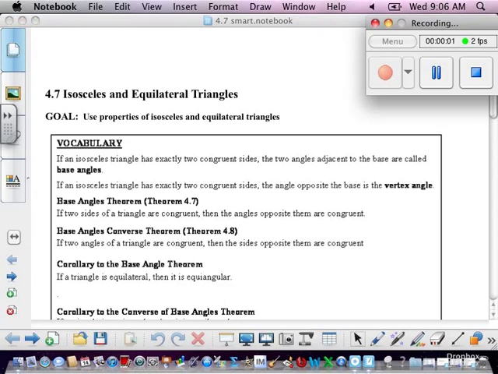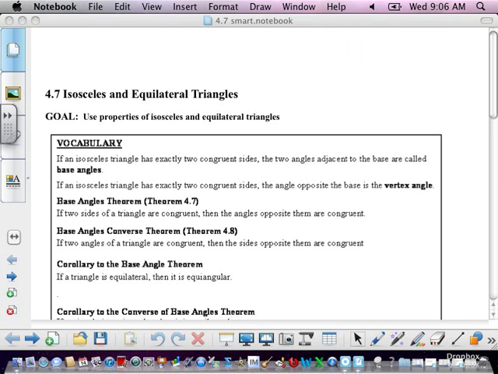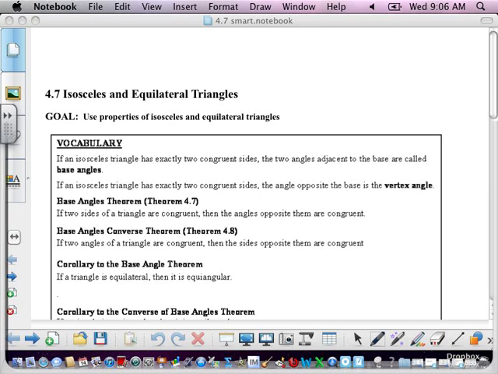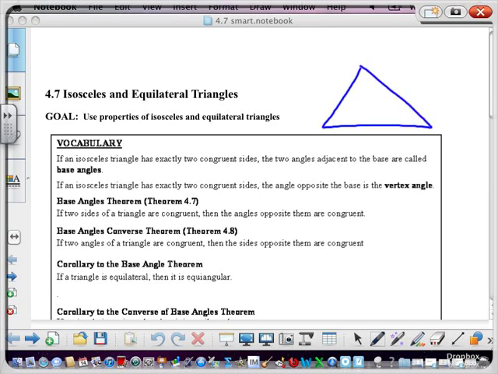Ladies and gentlemen, we are looking at base angle theorem 4.7. It's going to deal with isosceles and equilateral triangles is how we're going to prove it. And it's the base angles of an isosceles triangle. You have two congruent sides. We talked about this the other day before your quiz. We've got a triangle. If the sides are congruent, then that means the base angles are congruent.